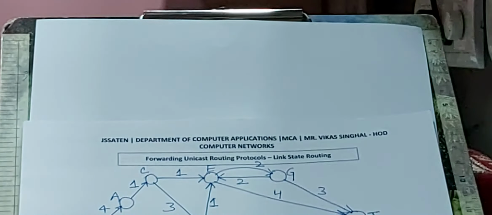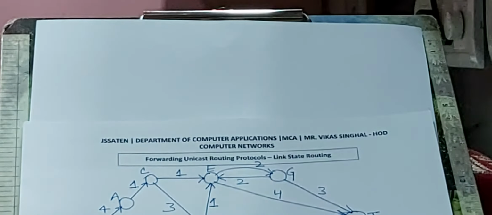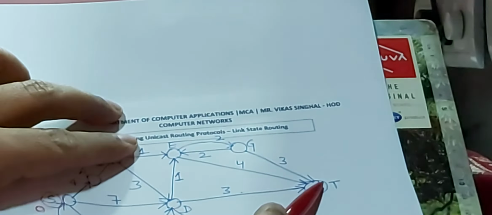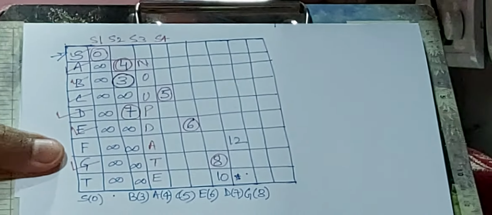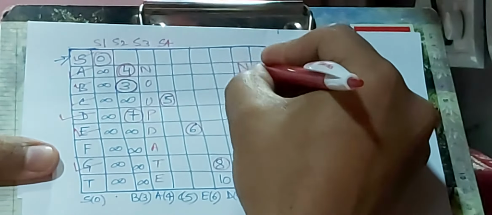Now from G, where can I go? From G to T only. The value of G is 8, and 8 plus 3 is 11, but T is already 10, so I will not update, because I have told you again and again that only if the value is smaller will we update, otherwise we will leave it as it is. So out of the remaining 10 and 12, what is the minimum? In this case there will again be no update.